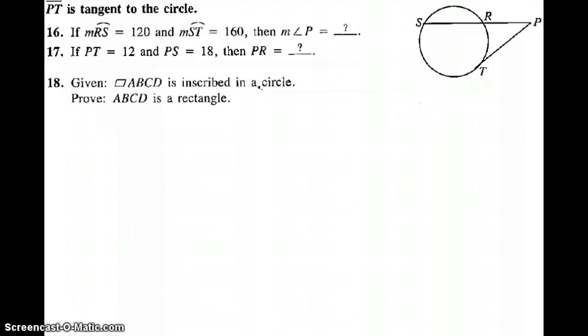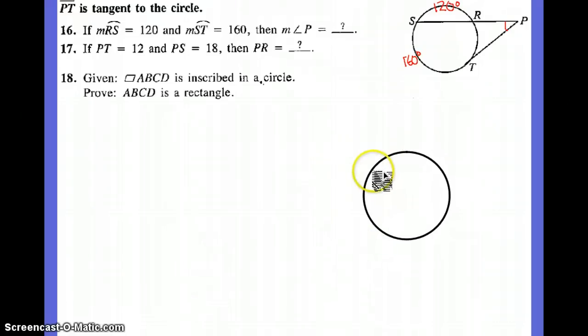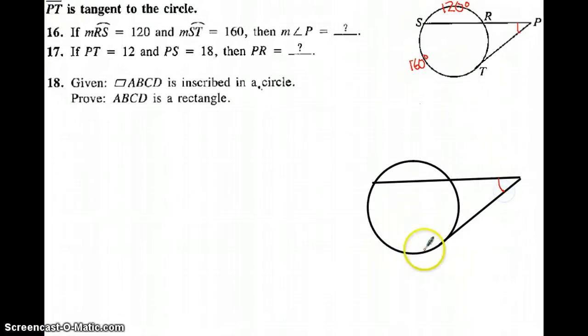All right, number 16. If the measure of arc RS is 120, this is a 120-degree arc right here, and the measure of arc ST, which is this thing out here, is 160, what's the measure of angle P? Well, in that situation, okay, I normally know that, and that's a tangent, that this angle out here is half of the difference because it's on the outside. Take that one minus this one and divide by 2. I'm going to get this angle over here.